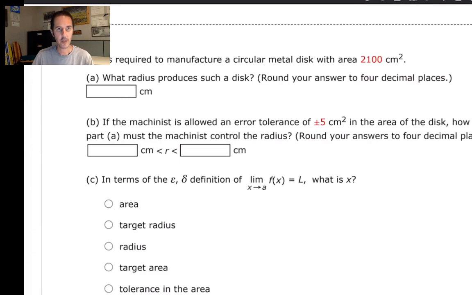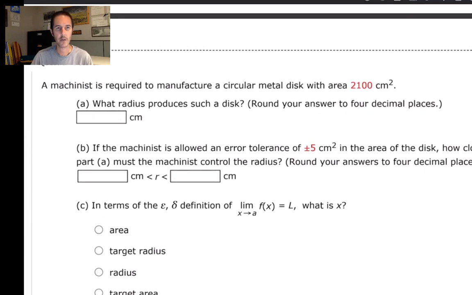But don't use your phone on an exam. So better that you practice with an actual calculator.